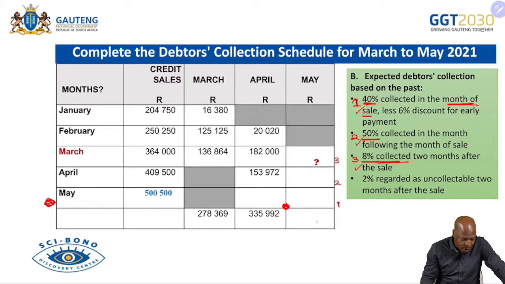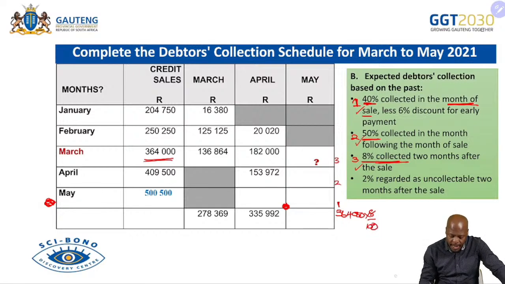So how do I do that? I'm going to take my credit sales, which is 364,000. 364,000, and I get my 8%. It should give you an amount which is 29,120. How did I do that?